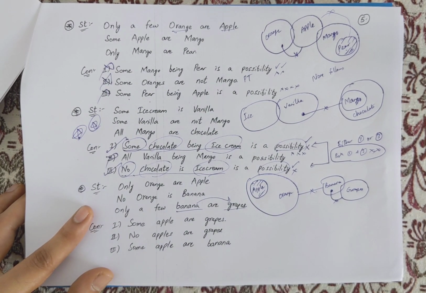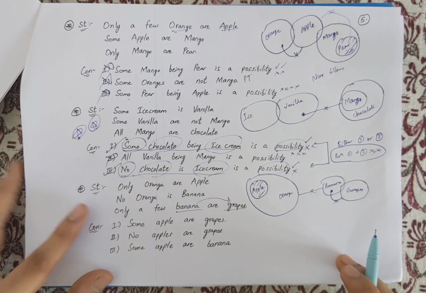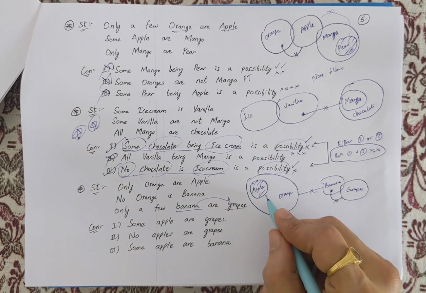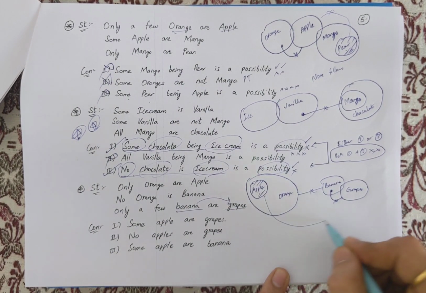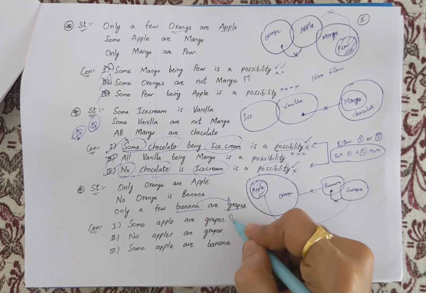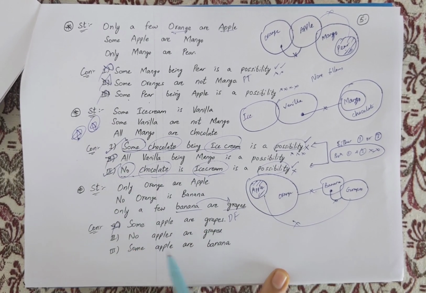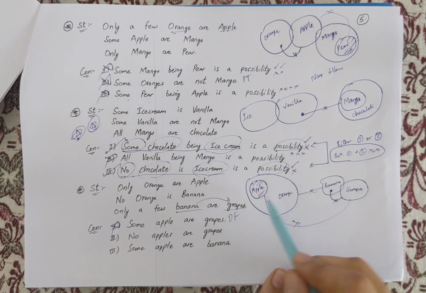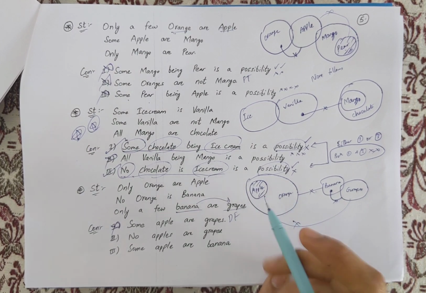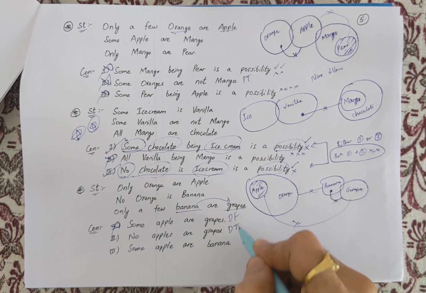Okay. Now let us see the conclusions. Some apples are grapes. It is definitely false. As there is only relation, it is definitely false. No apples are grapes. It is definitely true, right? Because only oranges are apples. No apples are grapes is definitely true.